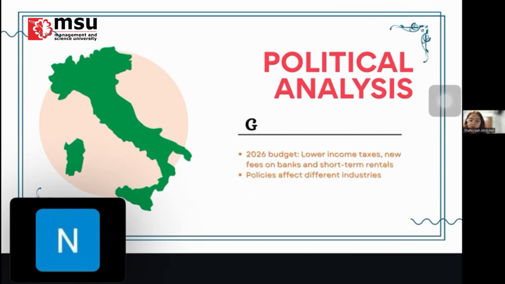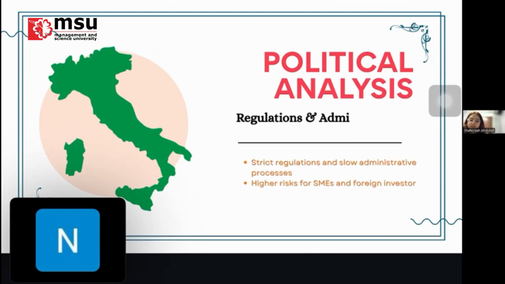For government policy, for example, the 2026 budget lowers income tax but adds fees on banks and short-term rentals. This may encourage consumers to spend more and benefit luxury brands like Ferrari and Prada, but also put pressure on banks.